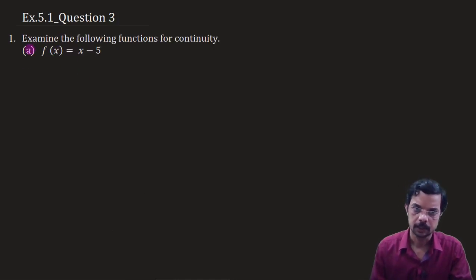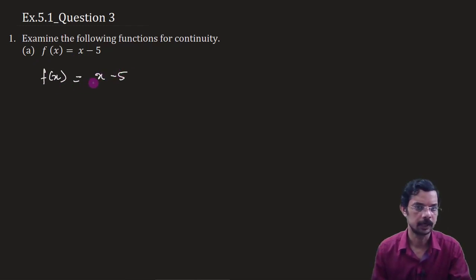Look at this question. Examine the functions for continuity. This is the function given to you. We have f of x equal to x minus 5. We need to check whether f of x is continuous or not. So let c be any real number belonging to R.